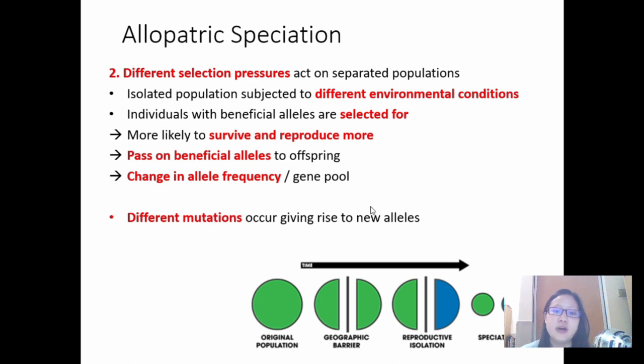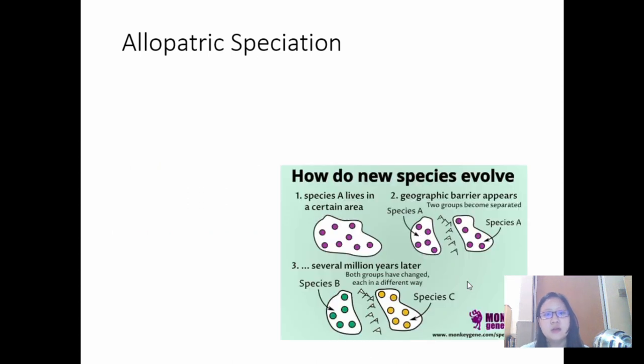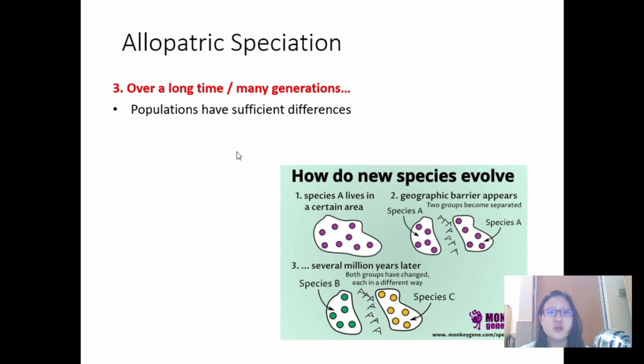Now, besides different selection pressures occurring to those two populations separated by a geographic barrier, there are also different mutations occurring, giving rise to new alleles. And this could occur differently in different populations. And maybe there might be some random change in allele frequency due to genetic drift in those separate populations as well. So over a long time, many generations, we're not talking about one, two, or 10 generations, we're talking about hundreds and thousands of years, maybe the populations will have sufficient genetic differences due to all these things.